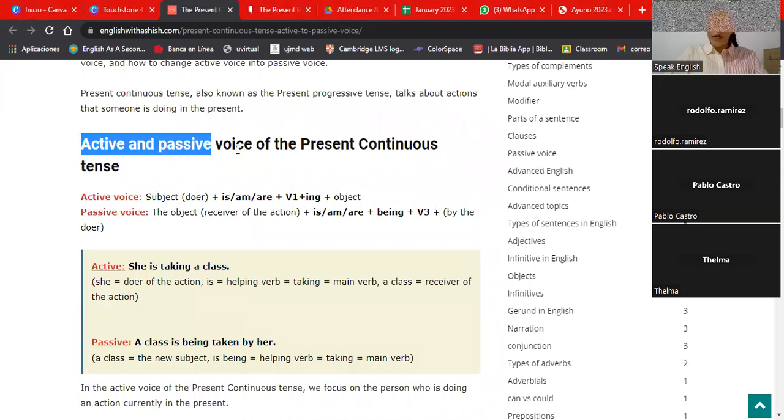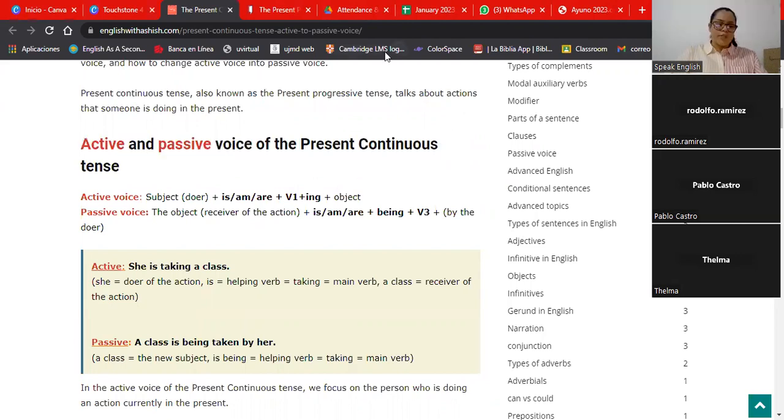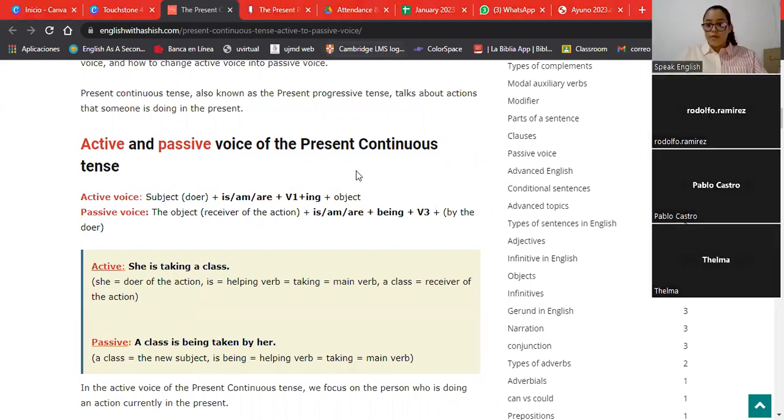Okay, so we are going to see the first topic, which is going to be the active and the passive voice of the present continuous tense. Now let me ask a couple of questions about the present continuous. Can you tell me when do we use the present continuous?